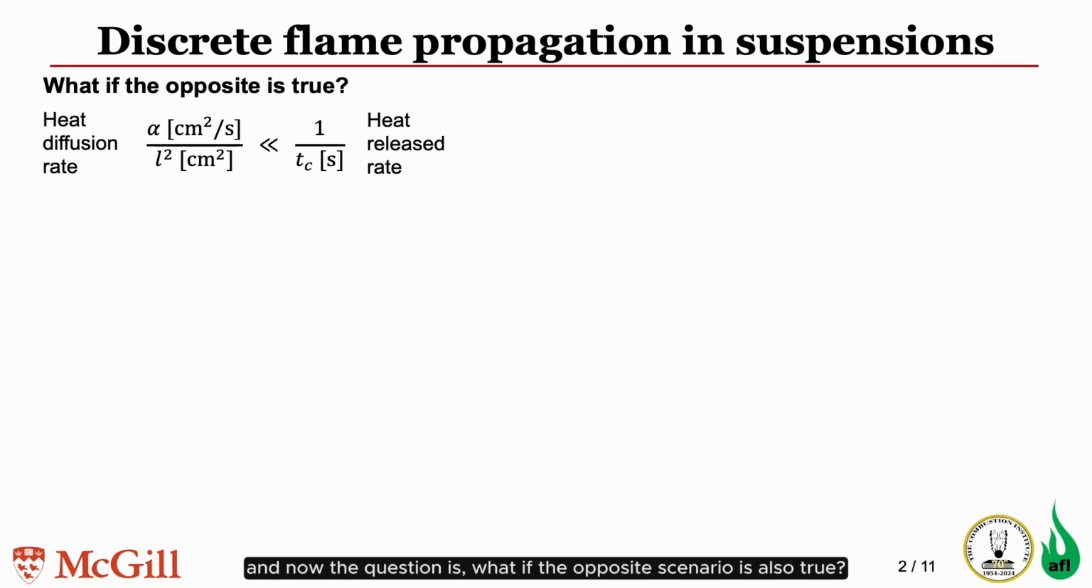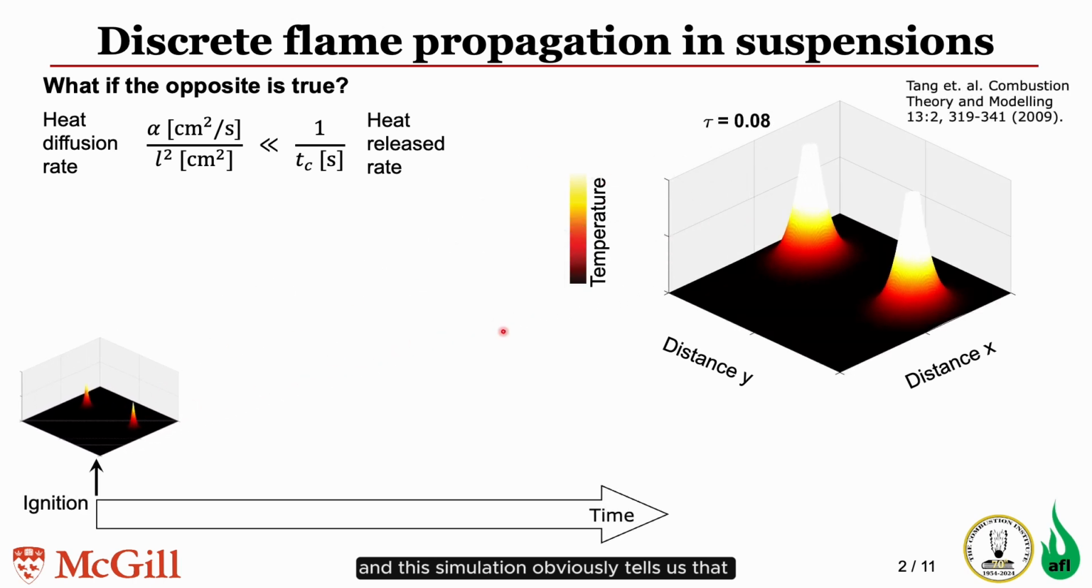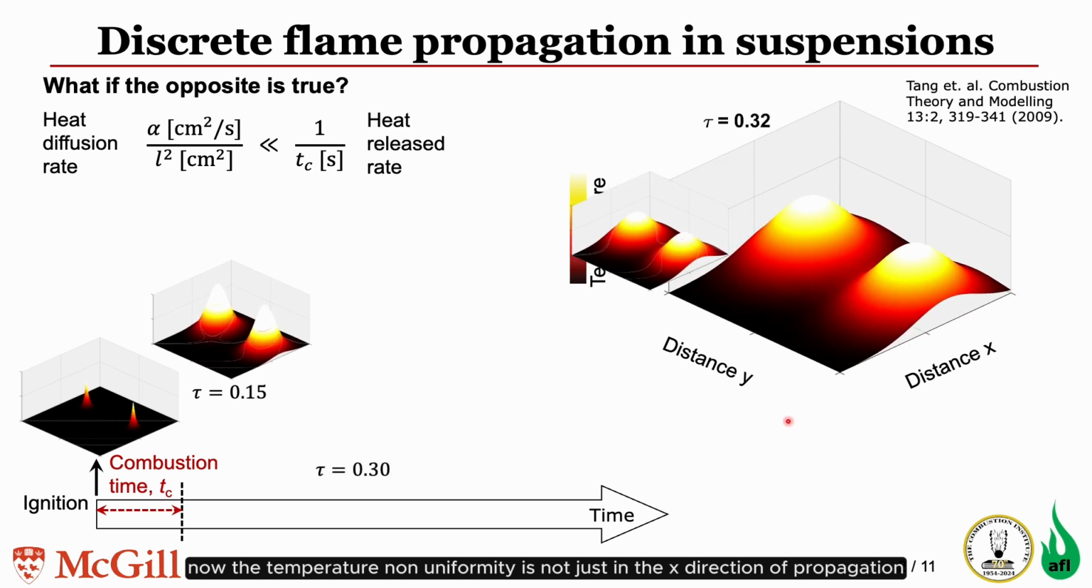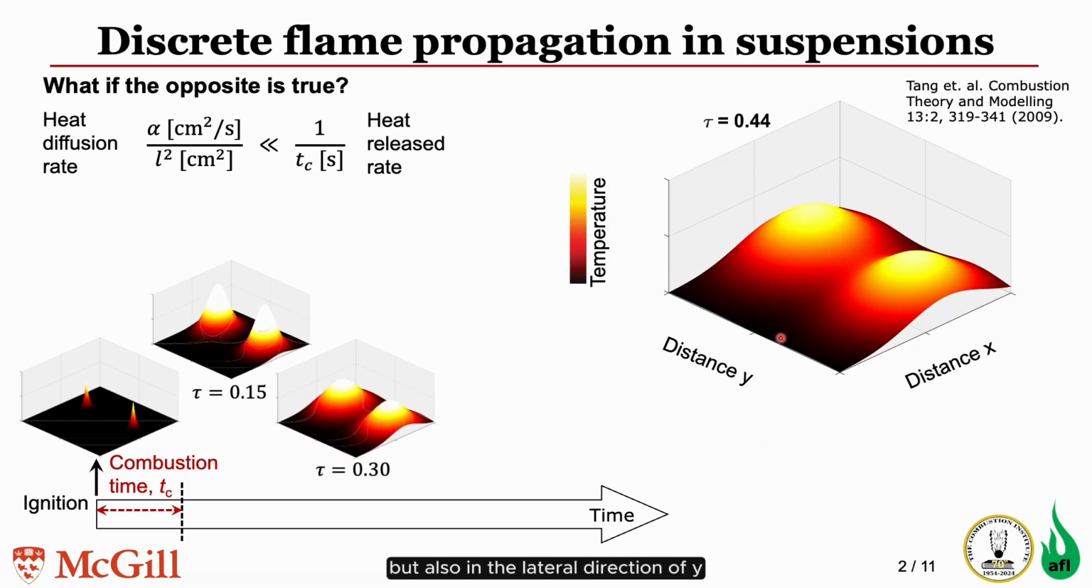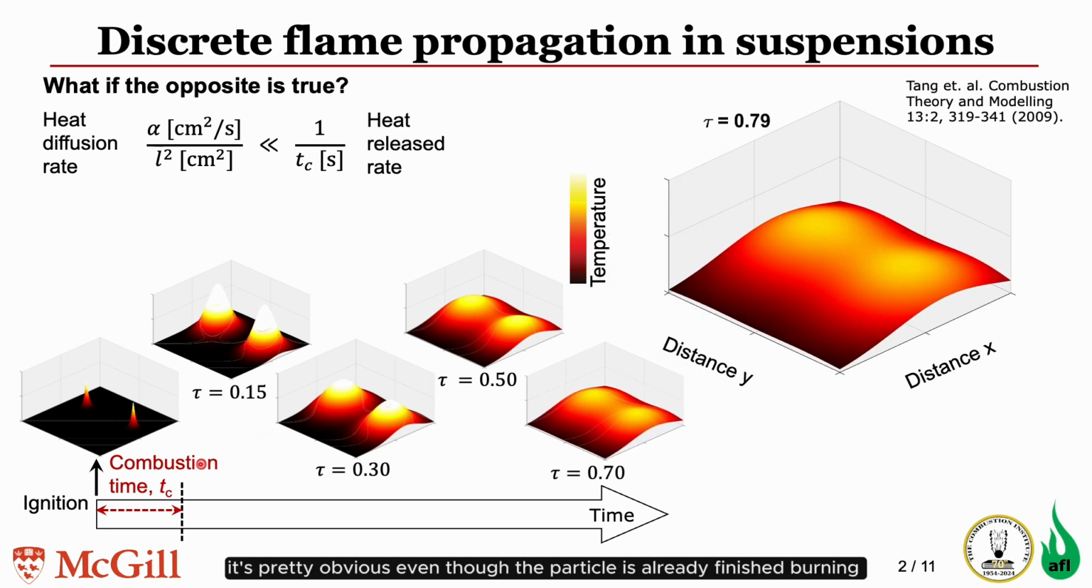And now the question is, what if the opposite scenario is also true, when we have a heat diffusion rate a lot slower compared to the heat release rate from the burning particles? To answer this question, we have created a simple simulation by only considering two burning particles. And this simulation obviously tells us that now the temperature non-uniformity is not just in the x direction of propagation, but also in the lateral direction of y. And we can see this temperature non-uniformity doesn't disappear very soon. It's pretty obvious even though the particle is already finished burning.